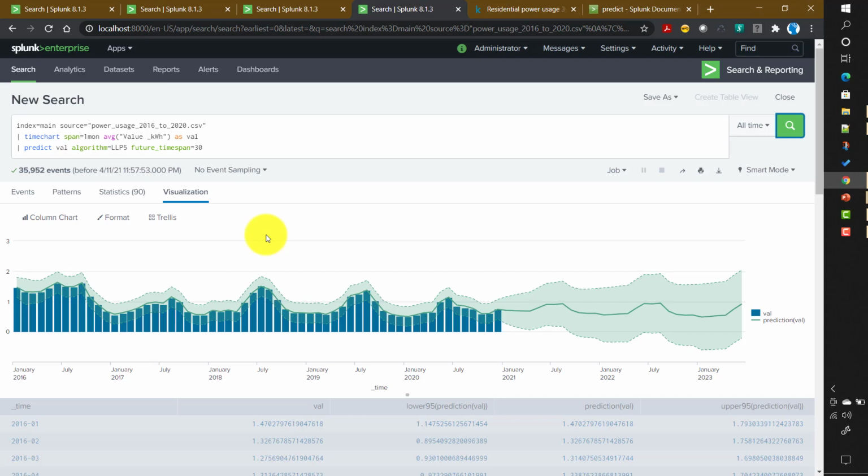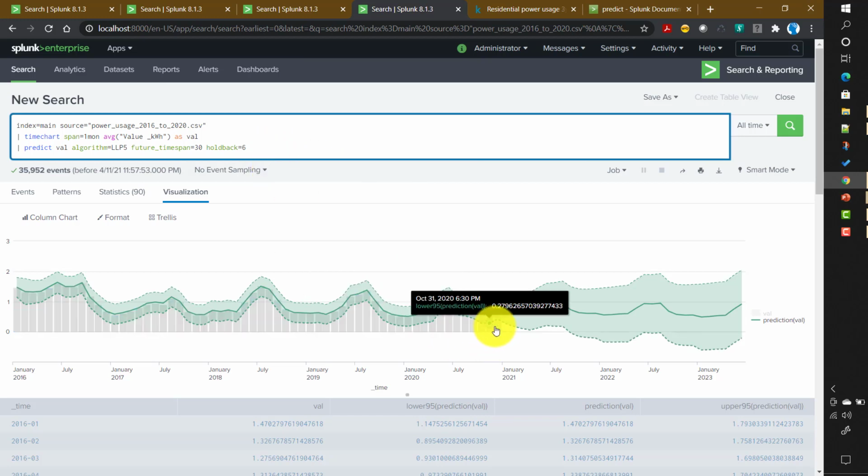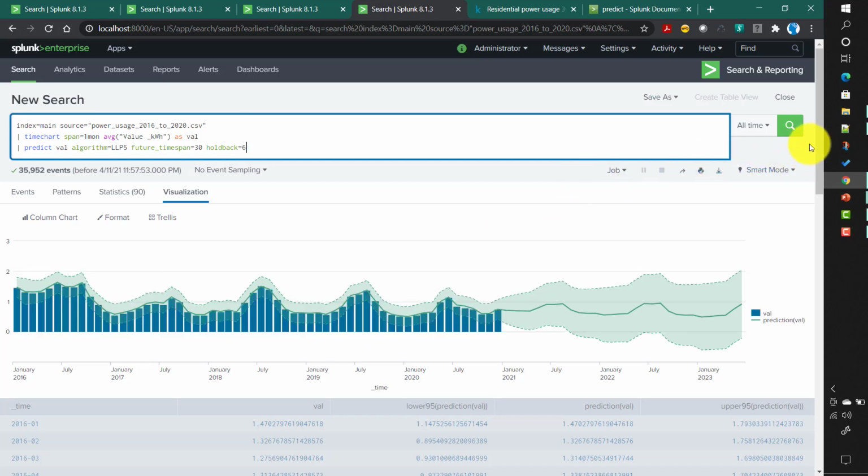Now we talked a little bit about the univariate models. Now let me give you certain inputs of this predict command. Let's say there is an input called holdback. If I give holdback equals 6, that means for the last 6 months it will not take that particular data into consideration. It will hold back that data and take the rest of the data for prediction purposes. So that also you can do.